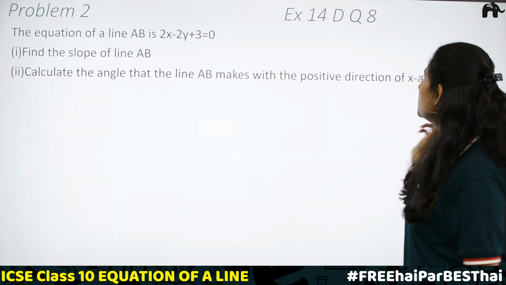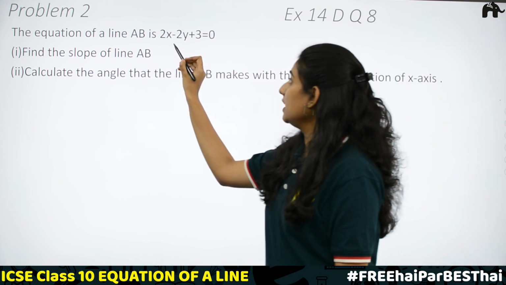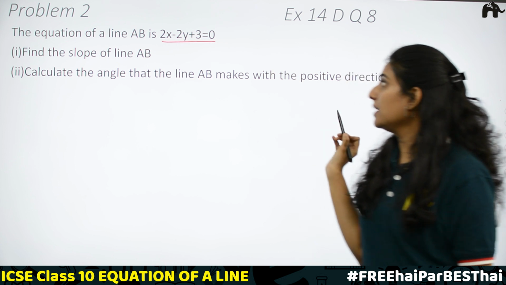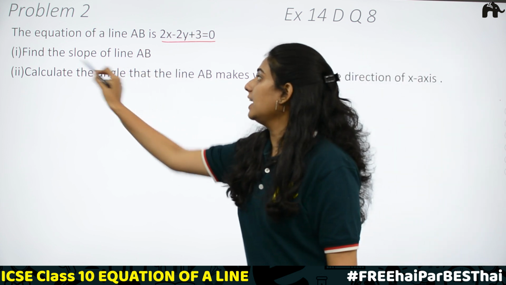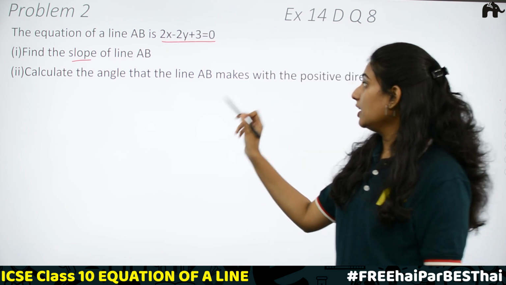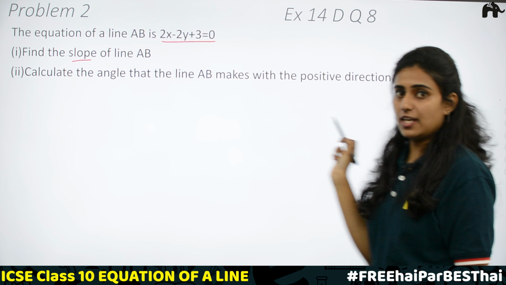Next, problem 2, question 8 of exercise 14D. The equation of a line AB is 2x minus 2y plus 3 is equal to 0. First question, find the slope of the line AB. Second, calculate the angle that the line AB makes with the positive direction of x-axis.